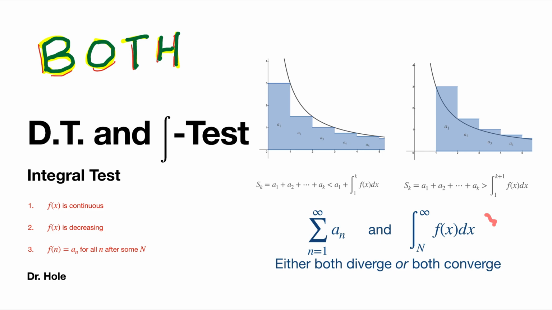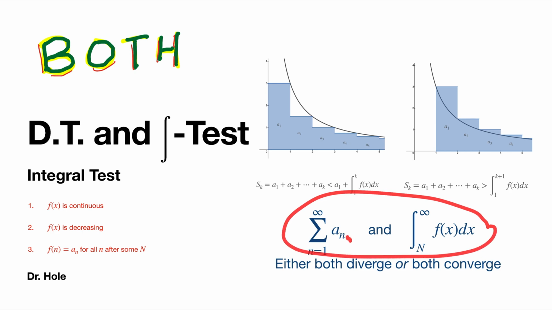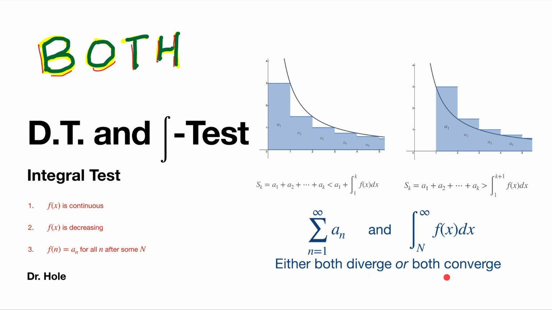So the statement is that if we have a function which is continuous, decreasing, and at integer values after some index always equal to the positive terms of a sequence, then both the series and the improper integral either diverge or both converge. They go hand in hand. And that is the integral test. Excellent.